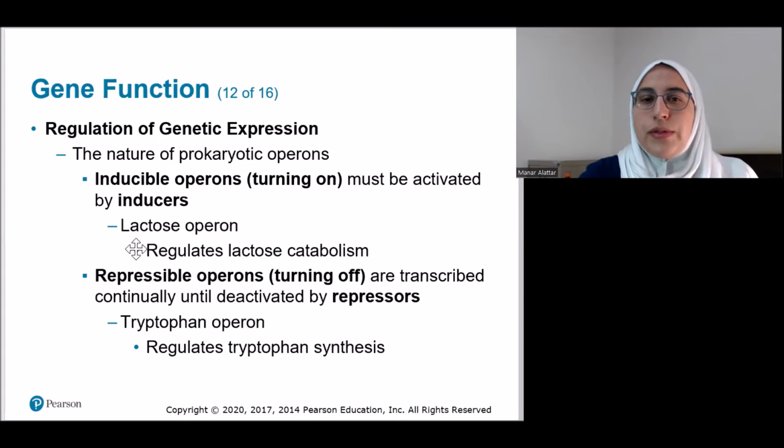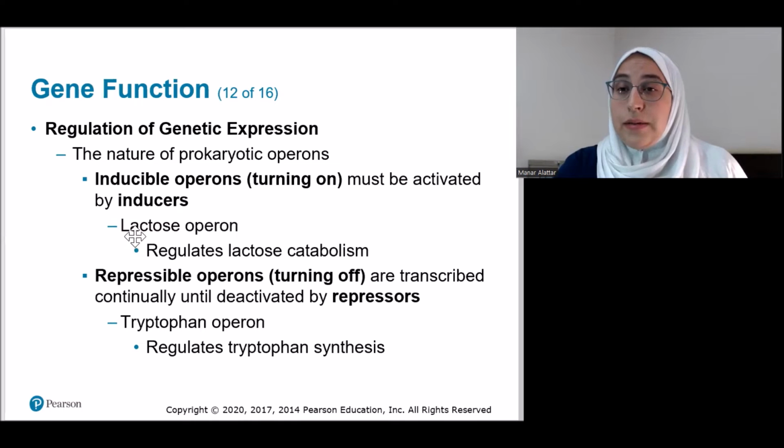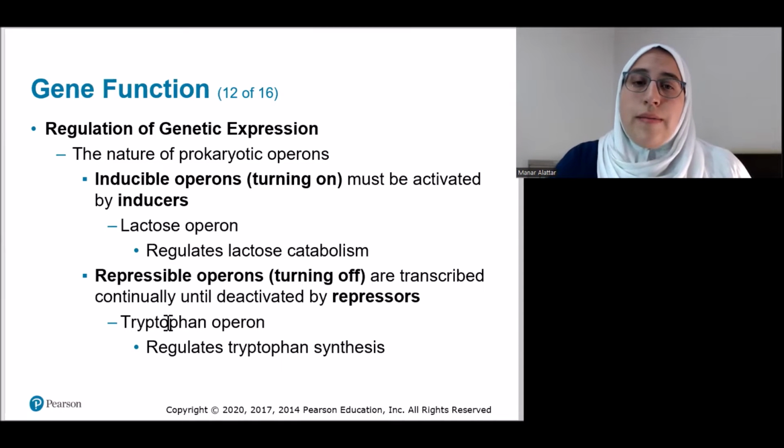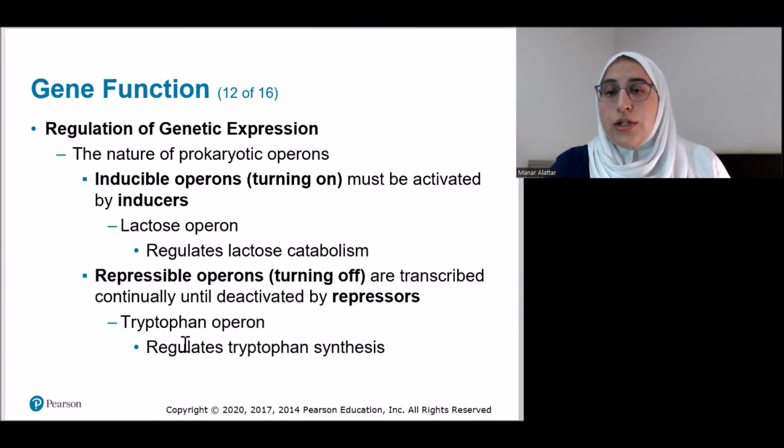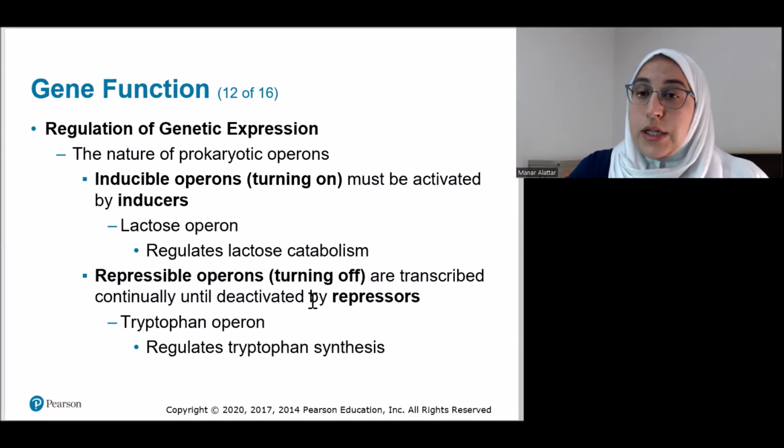And so the examples that we'll use are the lac operon, which is related to the metabolism of lactose, and the tryptophan operon, or trip operon, which is related to the production of the amino acid tryptophan.